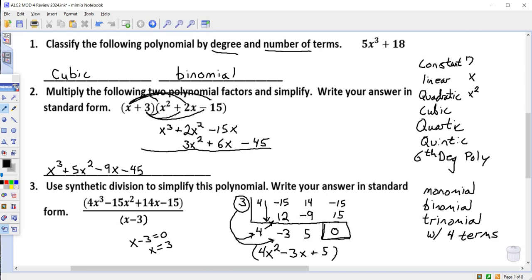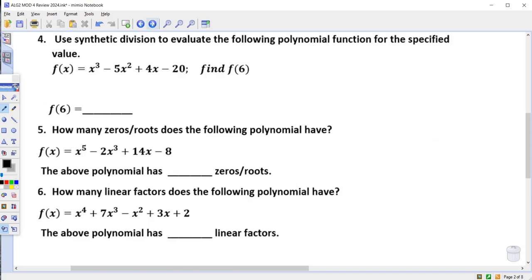Let's move on, and we have some more synthetic division here. Question number 4 says, use synthetic division to evaluate the following polynomial function for the specified value. So it says f of x equals x cubed minus 5x squared plus 4x minus 20, and we need to find f of 6. That means we need to plug in 6 where all the x's are. It is just substitution. But instead of doing that, we are going to use synthetic division.